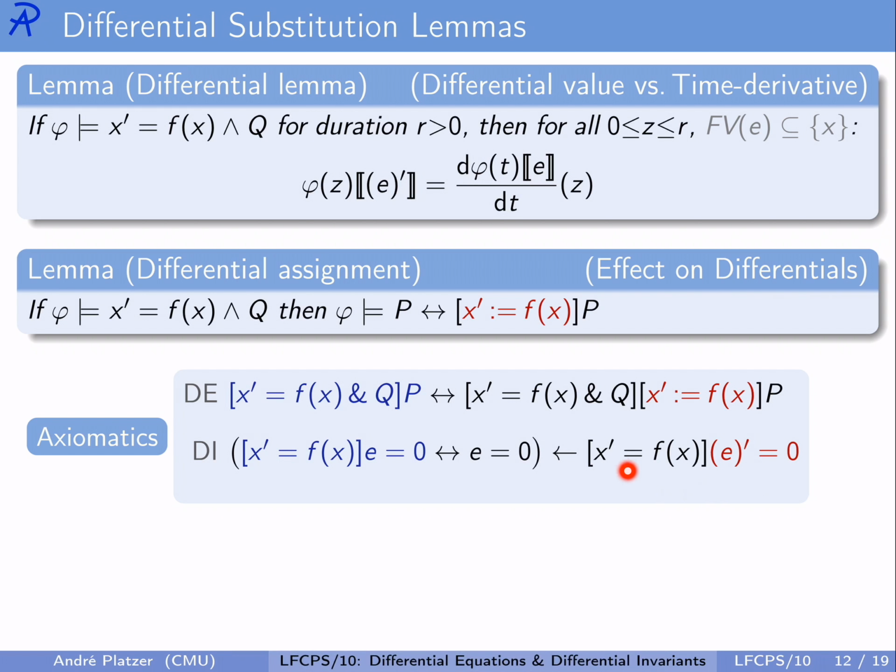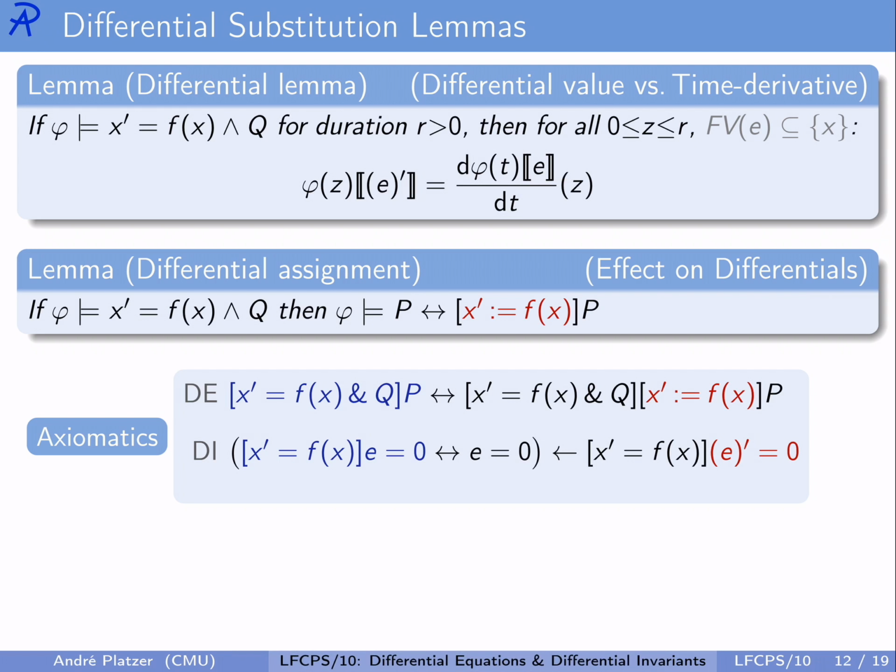So, if we know that always after following a differential equation x prime equals f of x, e prime is 0, then we know that this left-hand side, the value of the e prime term, is always 0. But since along this differential equation the value of the e prime symbol is equal to the value of the time derivative, we also know that the value of the time derivative of e is always 0.